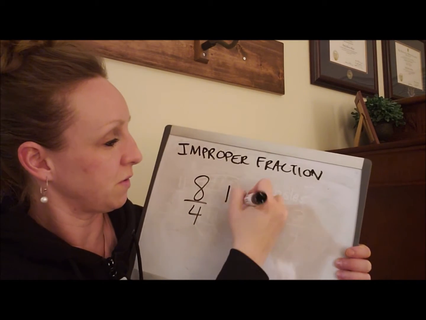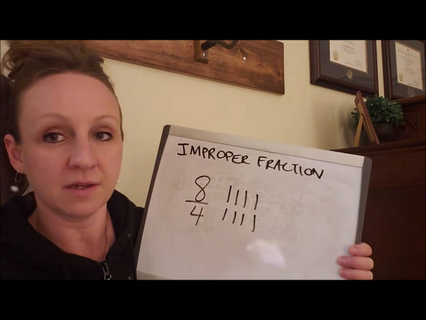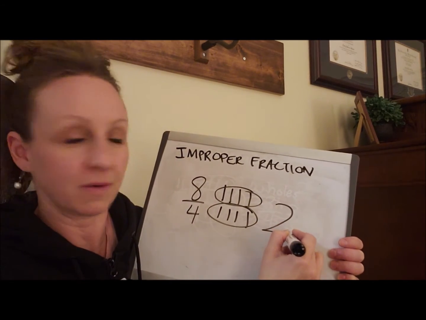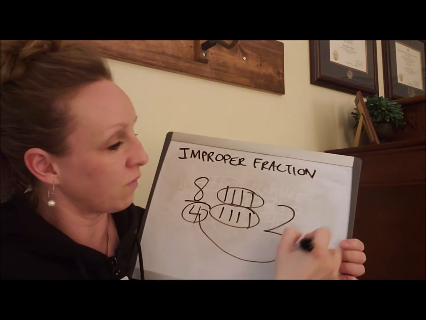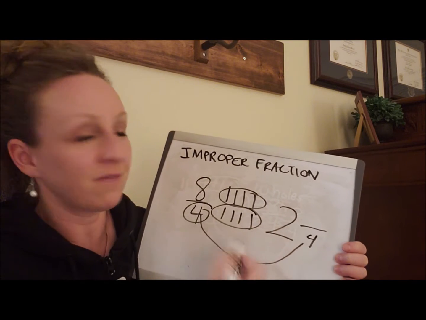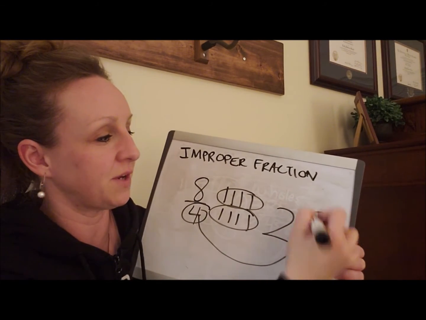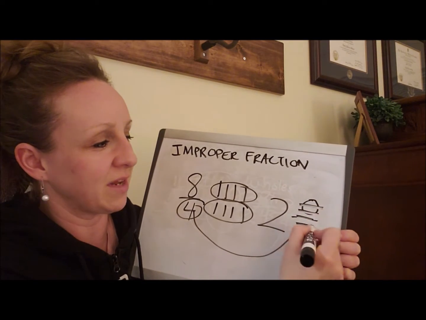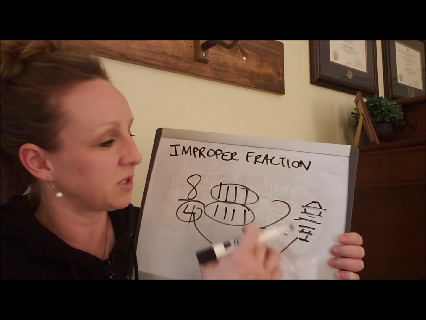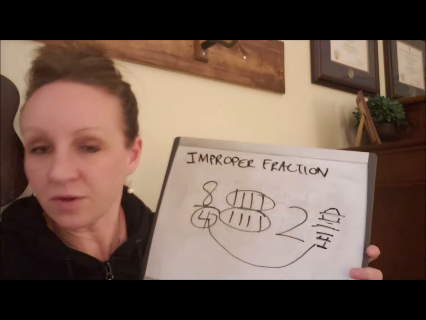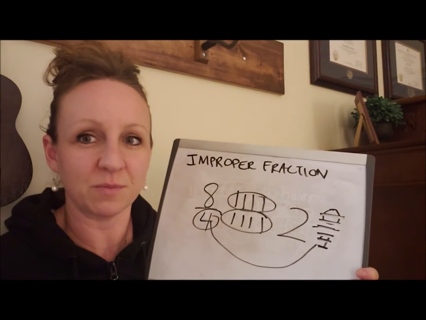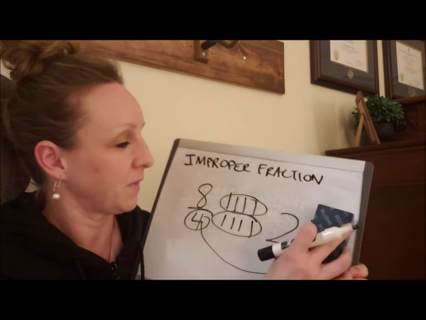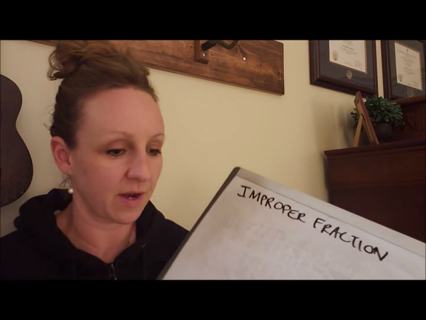Watch this: 1, 2, 3, 4, 5, 6, 7, 8. I have a complete group and another complete group, which makes 2. My bottom would come over here, the same, but I have no leftover, so I would have 0. When you have 0 on top, there's no point in even addressing it, so my answer would simply be 2. If you ever get a number that divides in perfectly evenly, that's what happens. Let me show you another one that doesn't divide in perfectly evenly.